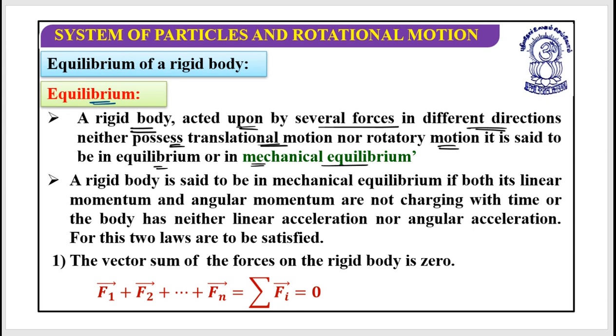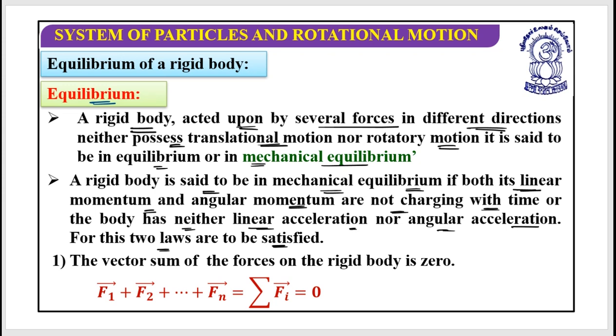That means a rigid body is said to be in mechanical equilibrium if both its linear momentum and angular momentum are not changing with respect to time, or the body has neither linear acceleration nor angular acceleration.